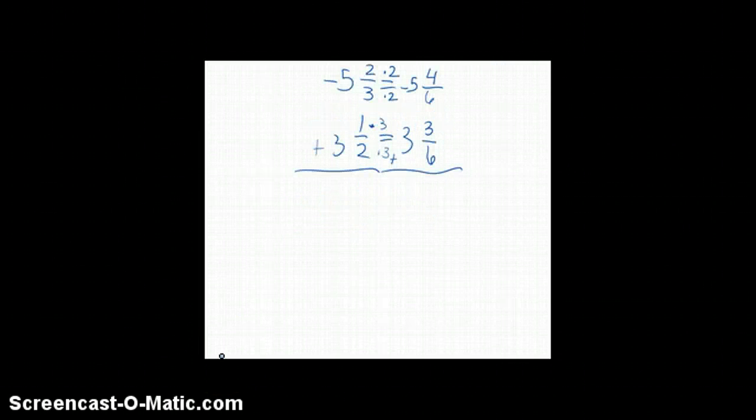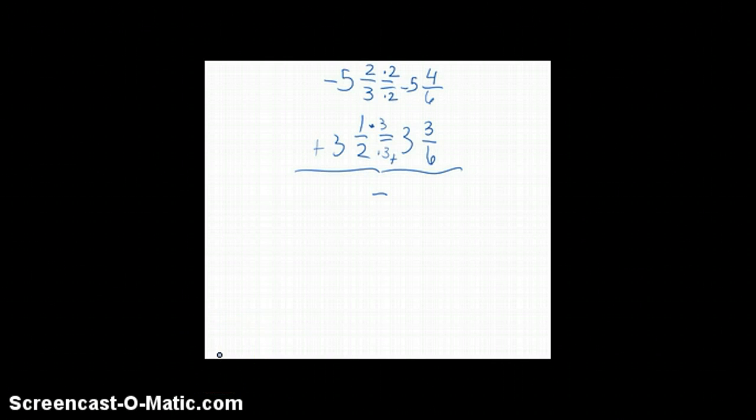Now that we have our problem set up, we need to keep in mind that whenever we are adding two numbers with different signs, we are basically subtracting in our minds. So instead of adding these problems together, we need to subtract, knowing that there are more negative numbers, so the answer will end up being negative.